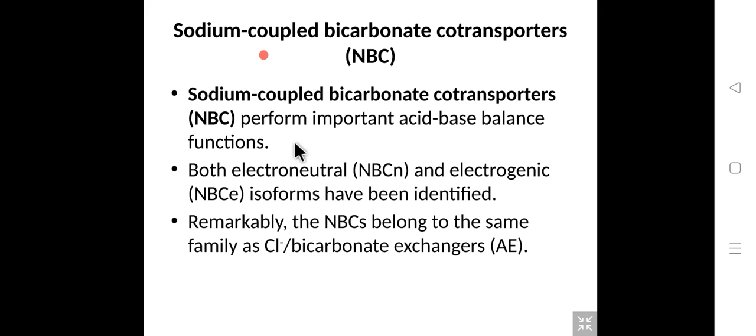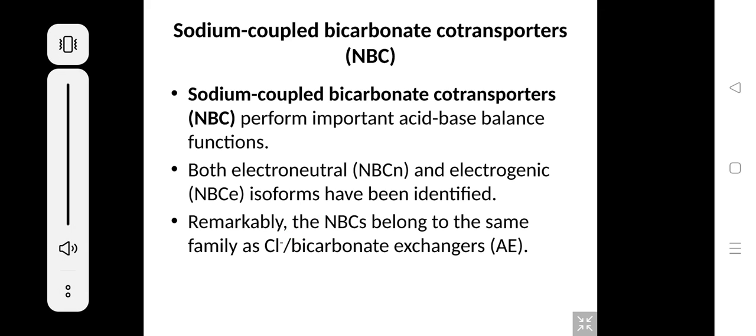Sodium-coupled bicarbonate transporters have other features which may need to be brought to your attention. They perform important acid-base balance. You know that bicarbonate ions are very important in balancing the pH. Both electroneutral isoforms, which are called NBCn, and electrogenic isoforms, which are NBCe, have been identified. I suspect you know what isoforms are.